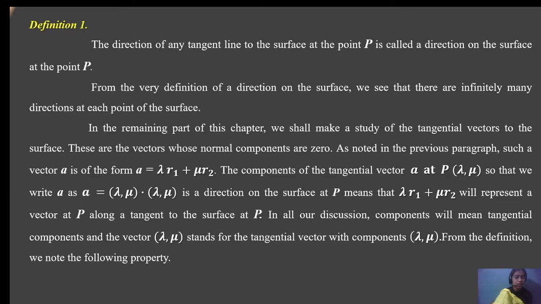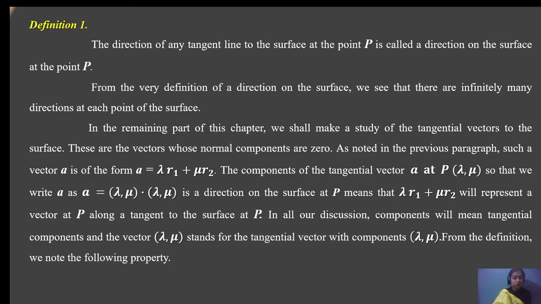Let us get started with the definition. Given a surface and a point P, the direction of any tangent line to the surface at the point P is called a direction on the surface at that point. From the very definition of the directions of a surface, you know that a direction is given in the form of the tangent and normal. Then we say that there are definitely many directions at each point of the surface.